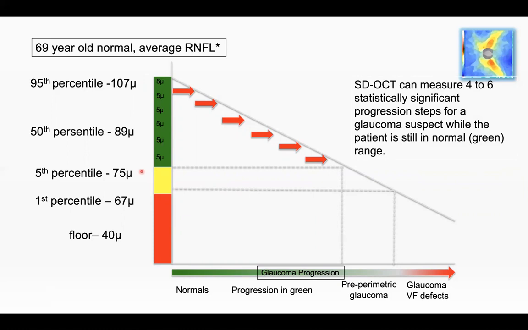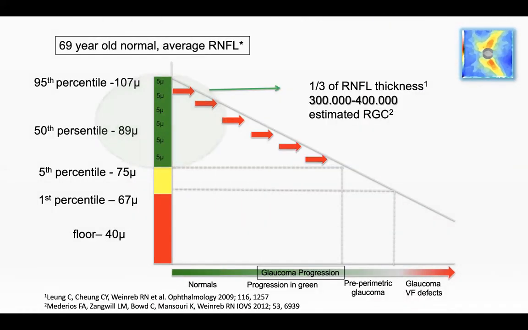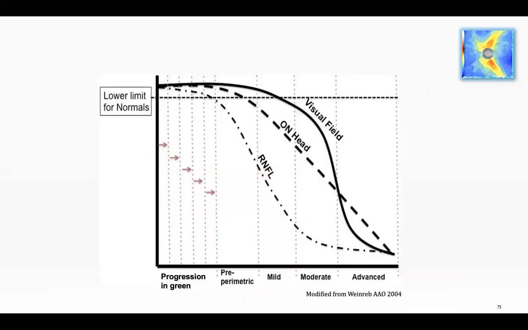Spectral domain OCT can measure 4 to 6 statistically significant progression steps for a glaucoma suspect while the patient is still in the normal green range. So if we miss this RNFL loss, a glaucoma suspect can lose nearly 1/3 of her RNFL thickness and nearly 300,000, maybe 400,000 estimated ganglion cells, and still you can have a normal OCT scan, as the normative database says so. This is where we see progression in green.